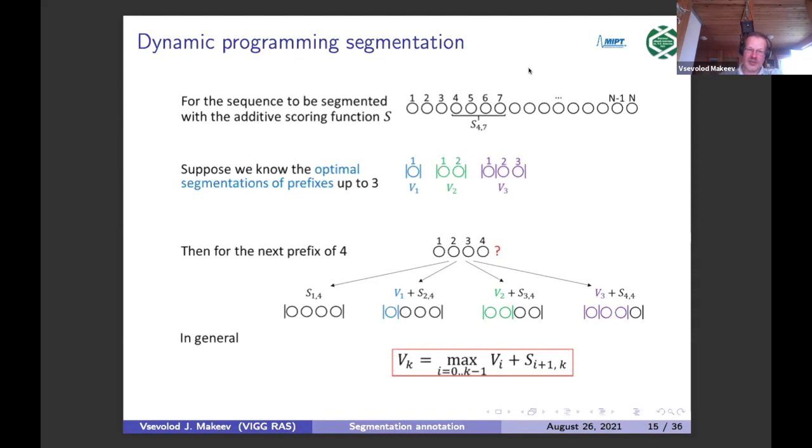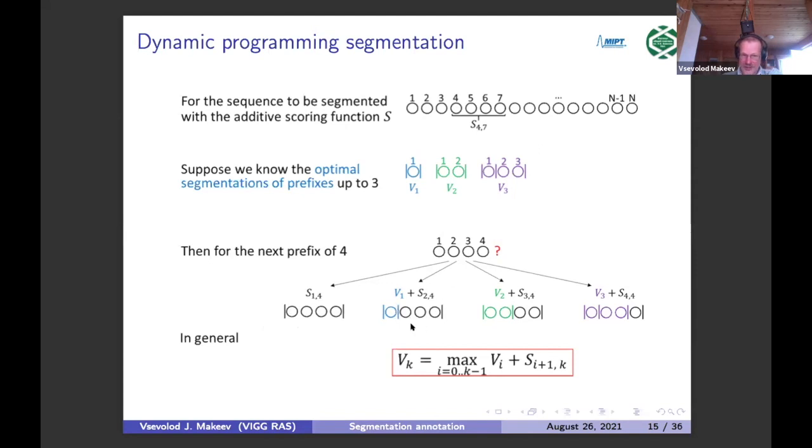So how do we do this? For instance, we want to segment a sequence of length 4. We've got the best segmentations of 1, of 2, and of 3, and we can have 4 different options. We've got the whole segment of length 4 without any boundaries. Then we can put a boundary here.